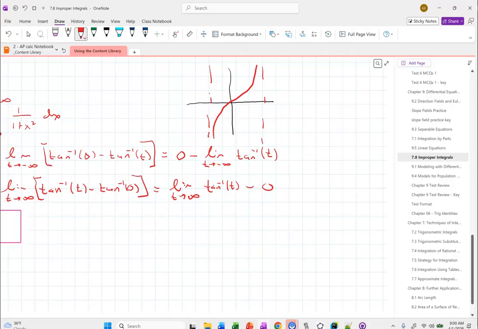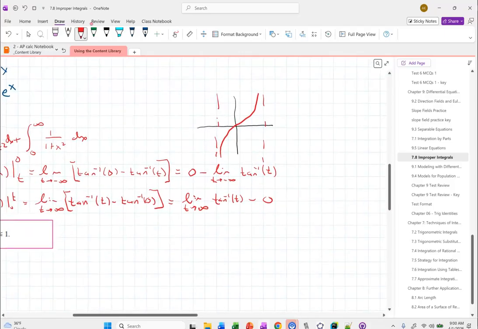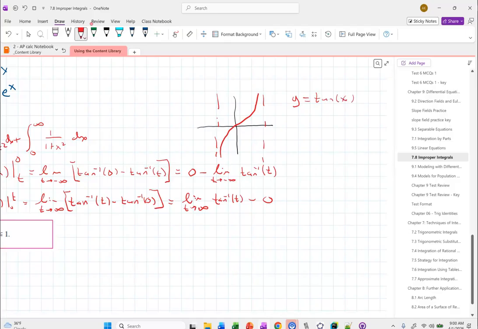Everybody's okay? This is the graph of tangent. What are those asymptotes at? Negative pi over 2. And then positive pi over 2. Okay. So what is the inverse function going to do? It's going to take the y coordinate and return the x, right? Look at the graph of tangent. Where is the y coordinate negative infinity? At negative pi over 2.